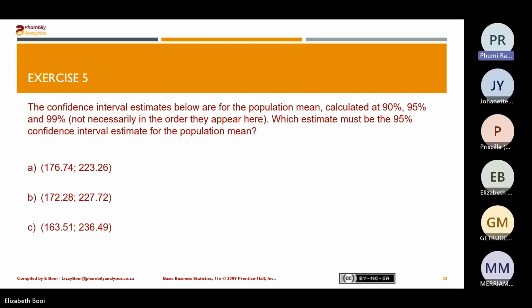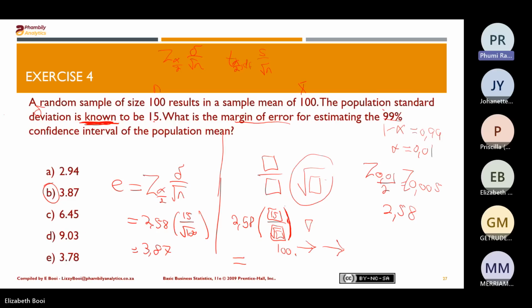Lizzie, before we move on to exercise 5, just for my own sanity here, when exactly will I absolutely know I need to use the Z alpha? Is it when they give me the deviation that is known? Or if it's unknown, then I have to go work it out. But then how do I know... No, don't work it out.